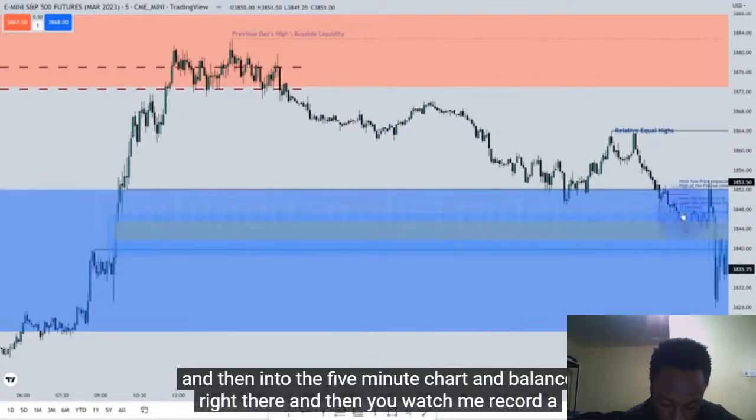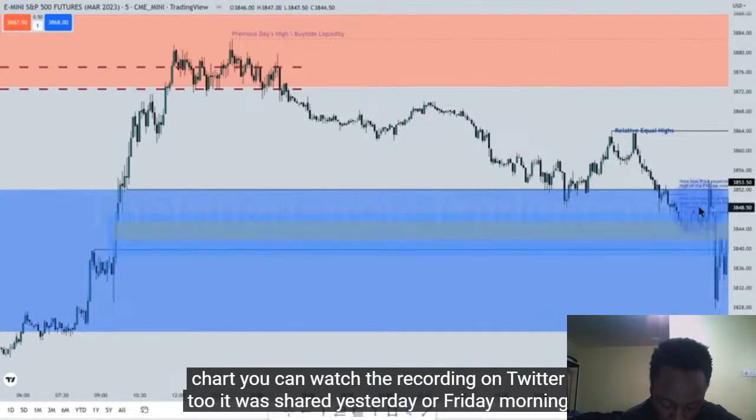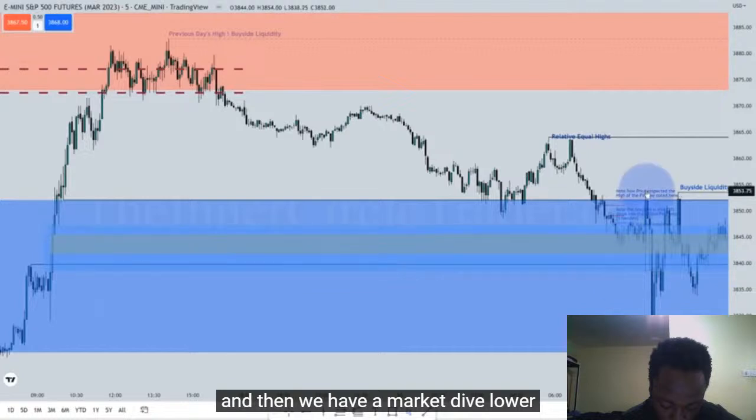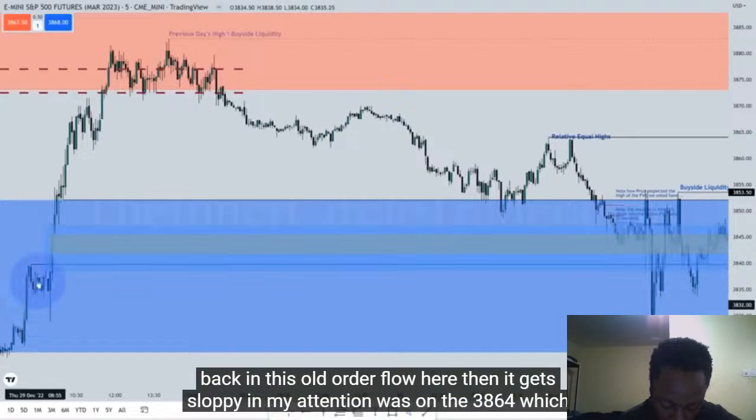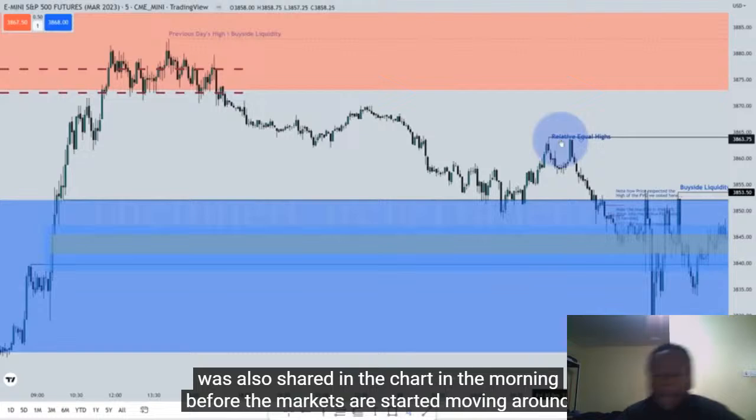And then you watch me record a 5-handle move using the volume imbalance, which you'll see when we get into a 1-minute chart. You can watch the recording on Twitter too. It was shared yesterday or Friday morning. And then we have a market dive lower, back into this old order flow here. Then it gets sloppy. And my attention was on the 38.64, which is how I left Twitter Friday morning. I said, note 38.64, the relative equal highs. That was also shared in the chart in the morning before the market started moving around a lot.